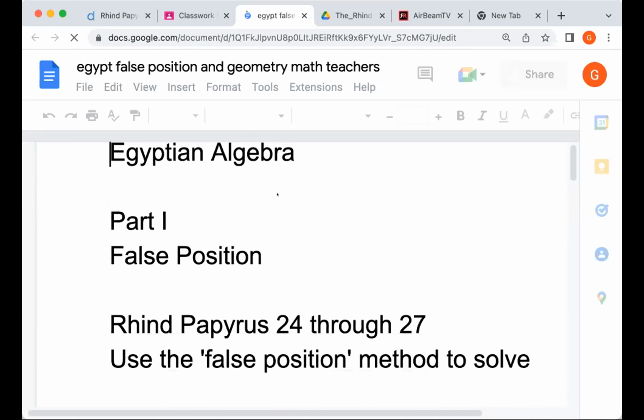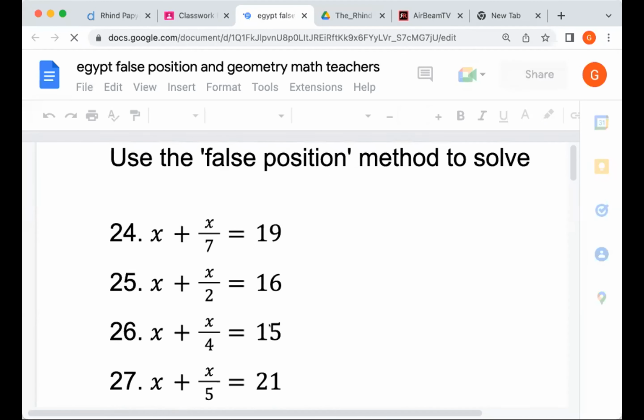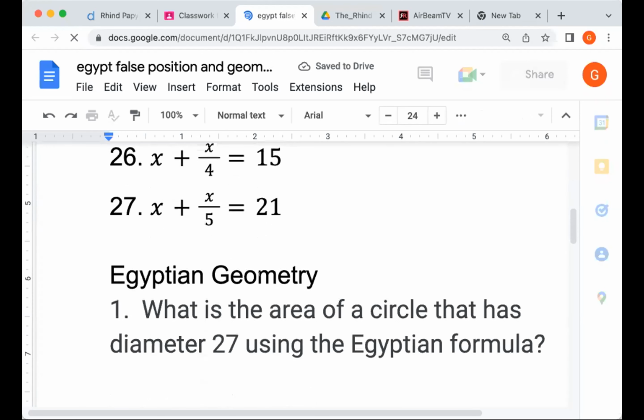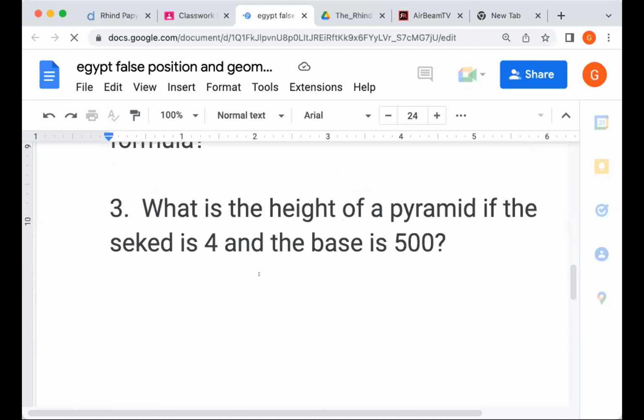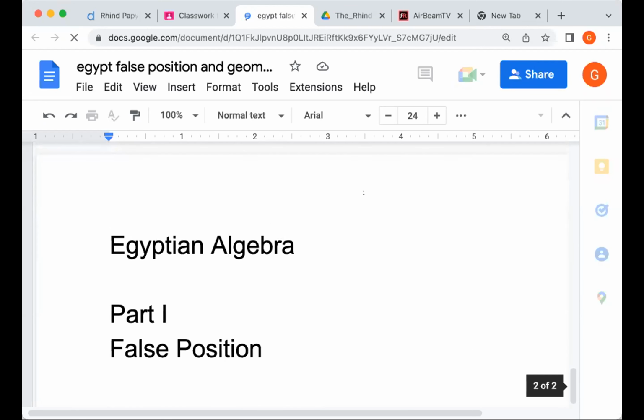False position. We did 2 of these already, 25 and 27. So there's only 2 questions here. And then the Egyptian geometry, only 3. So this is only like a 15-minute homework assignment.